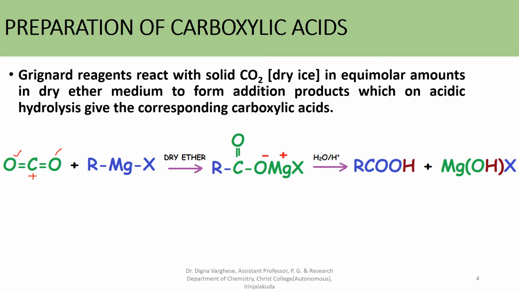Okay, so the positive part of the alkyl magnesium halide, the metal, attacks, and the negative part, the alkyl group, is attached to the carbonyl carbon, and the electron is shifted to the oxygen. So this will give the RCOO minus. The R group is attached to the carbon. So it forms RCOO minus and the remaining Mg plus X.